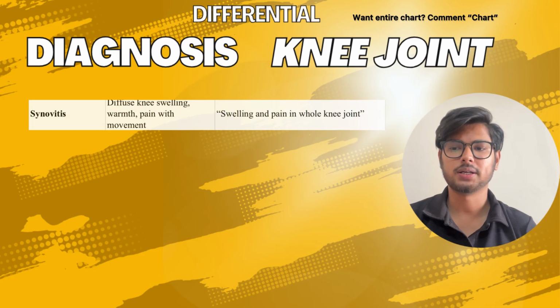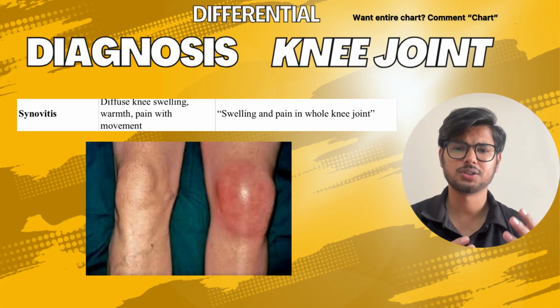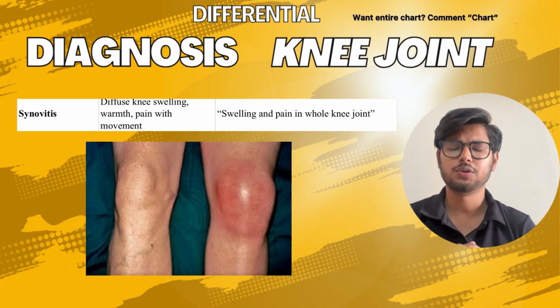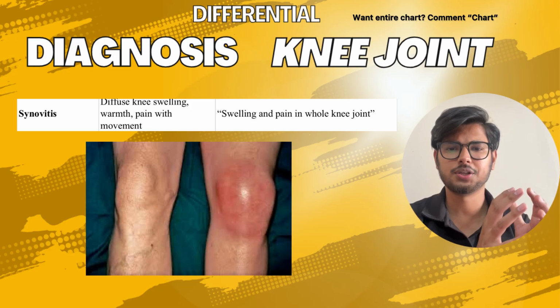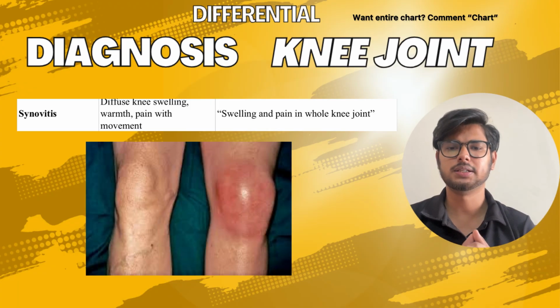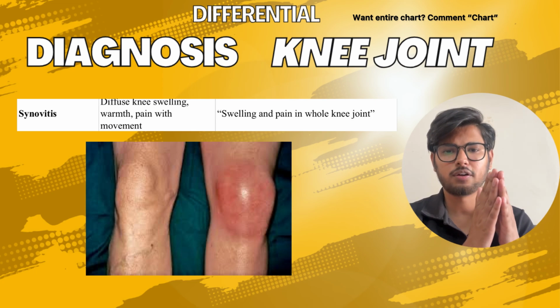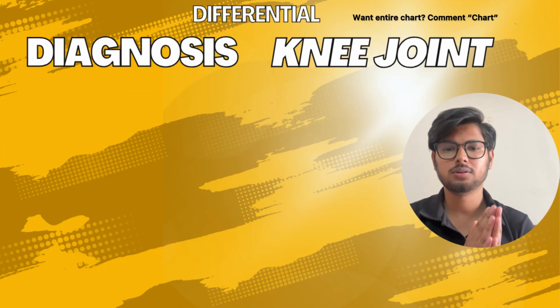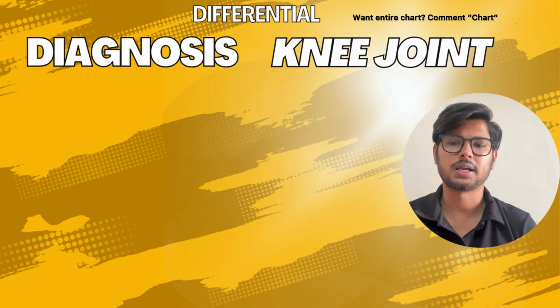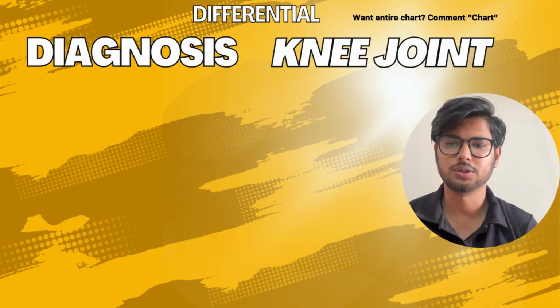Then we have synovitis. In synovitis, as you can see, there is inflammation of the synovial area, so diffuse knee swelling will be there. Again, the temperature will be high over the knee. If you compare both knee joints with your hands, you will definitely see the difference in temperature, and there is pain with movement. Throughout the range of movement, they will have pain from the initiation of the movement. In osteoarthritis there is a certain range after which pain comes on, but in synovitis there will be pain throughout. Swelling and pain will be present around the whole knee joint area.